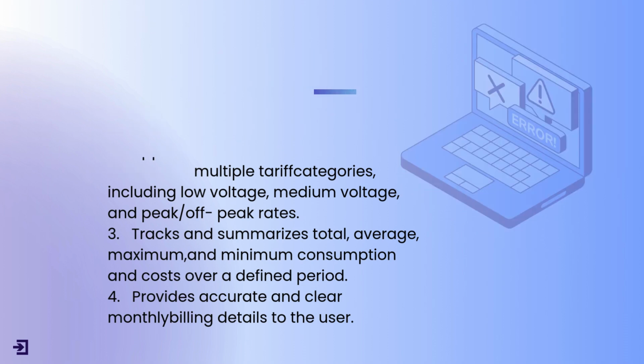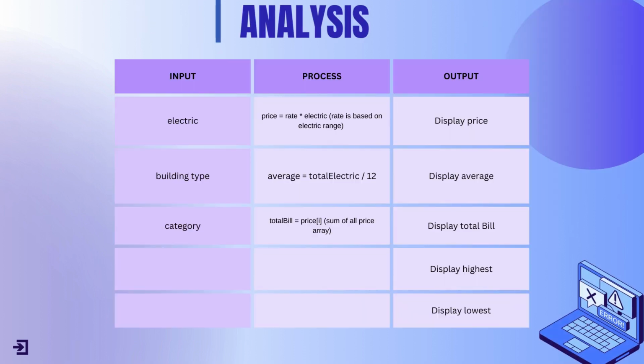So we will start on our analysis. We have our input, that is electric consumption, building type, and category. Next is the process. From here, we can see the formula of our calculation. And lastly, the output, which will display the monthly bill, the total bill, and the average, highest, and lowest electric consumption. Now, we will continue on our flowchart.